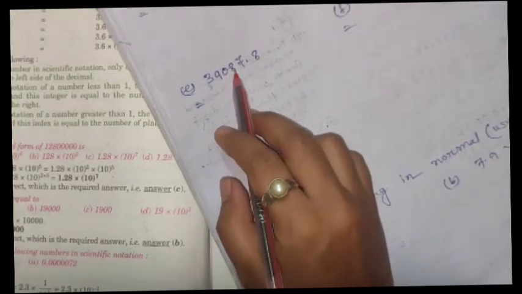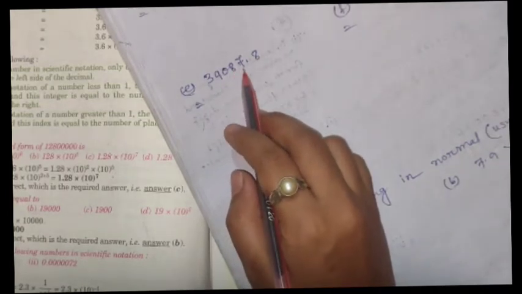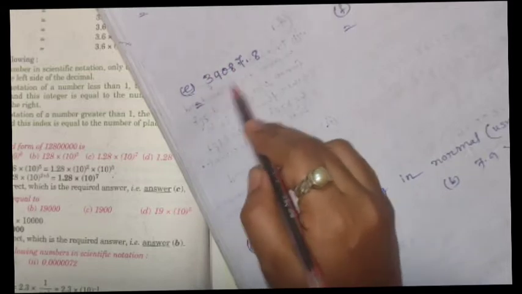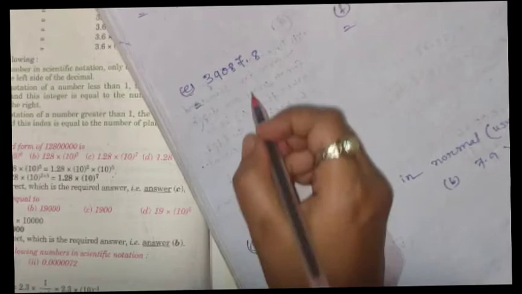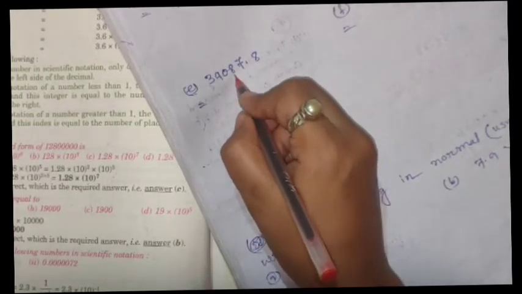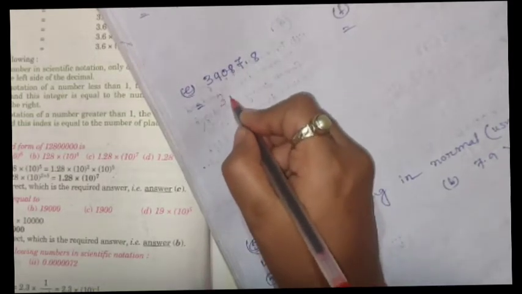39087.8. This is greater than 1, so we have to move the decimal to the left side. How many units? 1, 2, 3, 4 units.